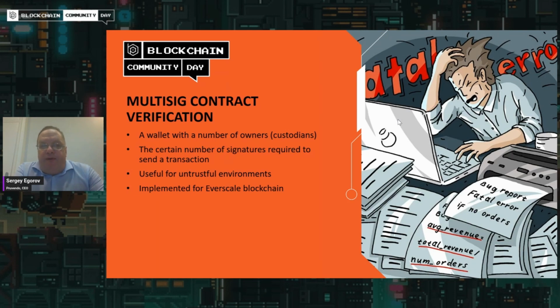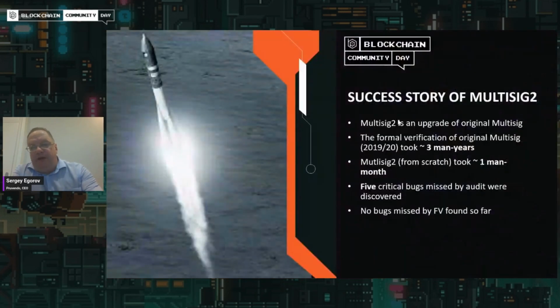So we formally verified a multi-sig contract for Everscale blockchain, and we did it twice. The first time we did it with very plain technology 3 years ago, and the second time we did it again with our new technology just a few months ago. The first time we spent about 3 man-years. This time we spent 1 month. So basically we improved our speed by more than 30 times.